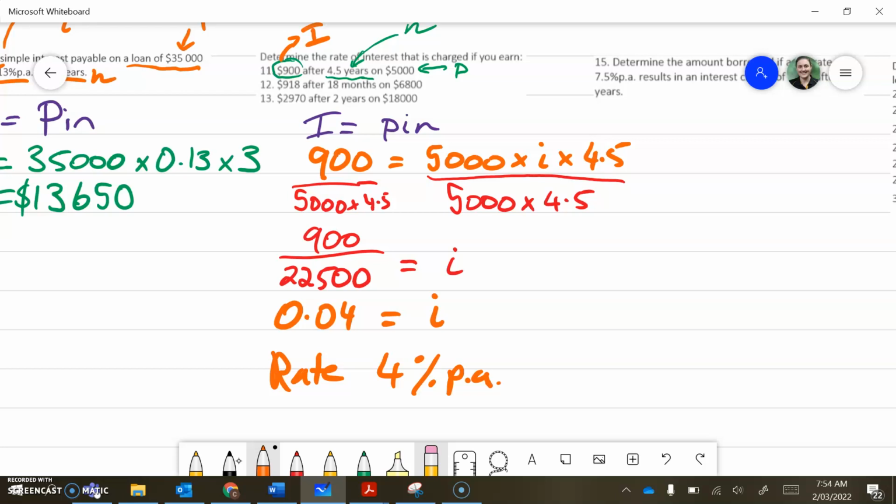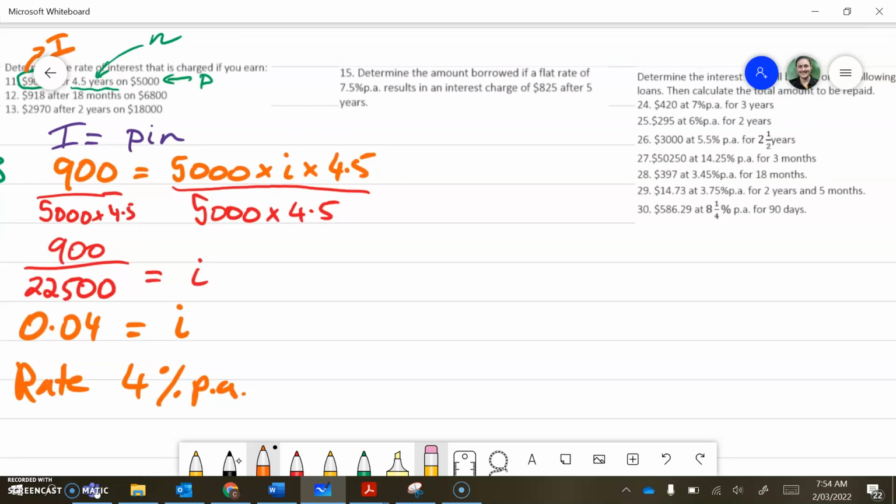Our next example, we've got determine the amount borrowed. So if we're trying to find the amount borrowed, that is going to be our P. So we're not going to know what our principal is. The question then tells us that we've got a flat rate of 7.5%. The interest charged is $825, and the number of years is 5.